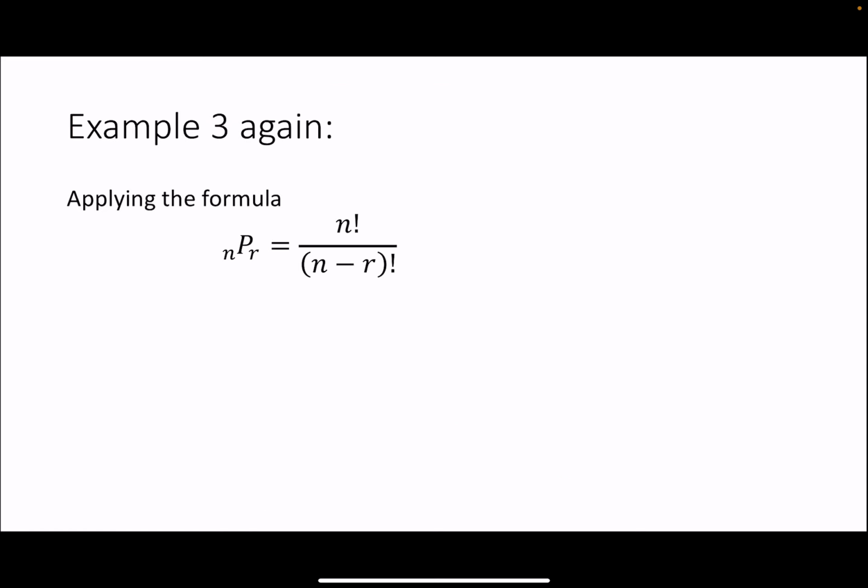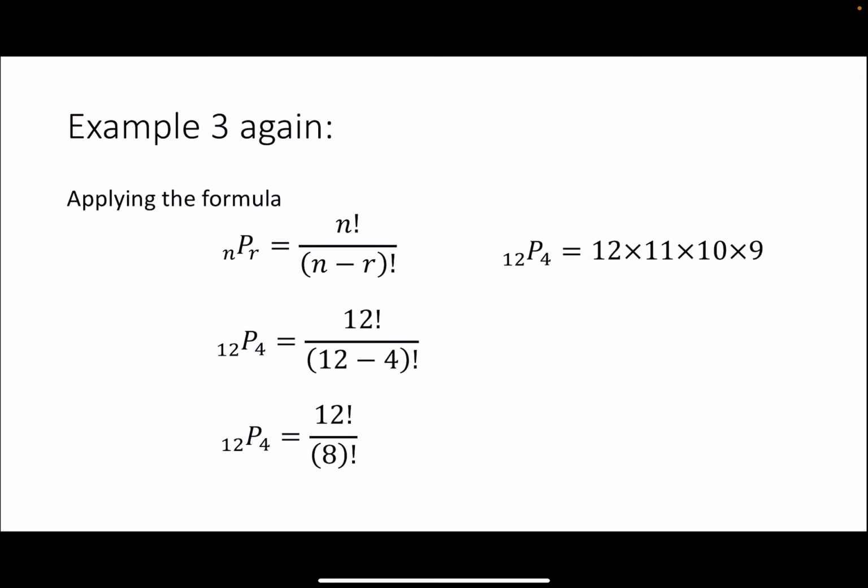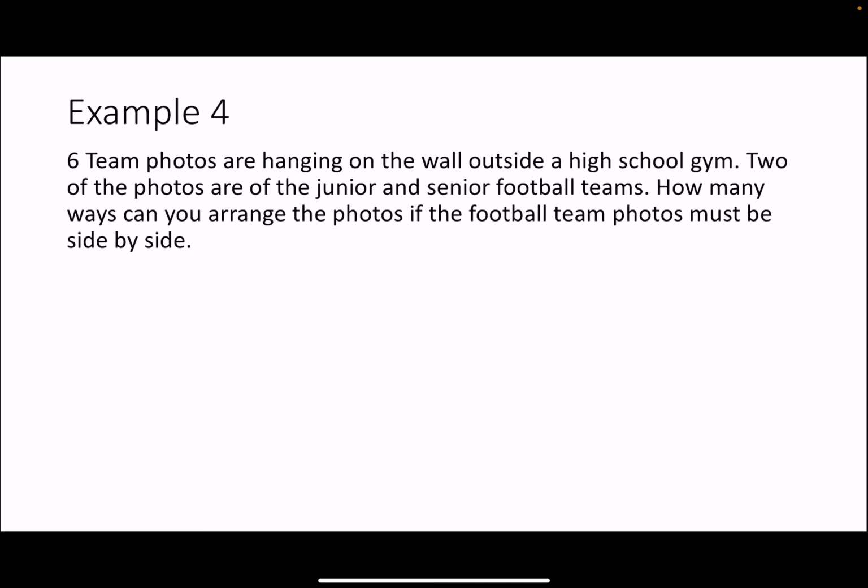Okay, so let's apply the formula. Oh, we did that already in the previous slide, but here it is again. 12 choose 4. We have 12 factorial over 12 minus 4 factorial. And we have 12 factorial over 8 factorial, which is 12 times 11 times 10 times 9, which is 11,880, which is the exact same thing as we did in the previous example of the relay race.